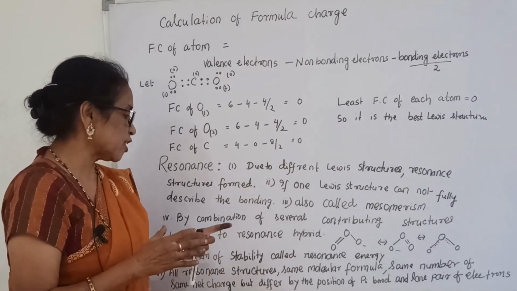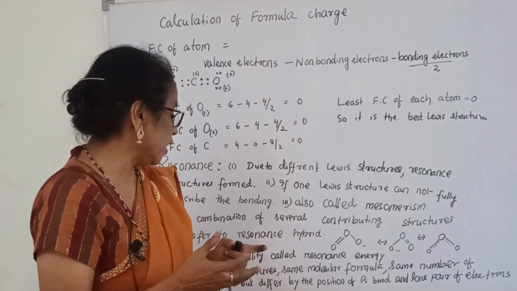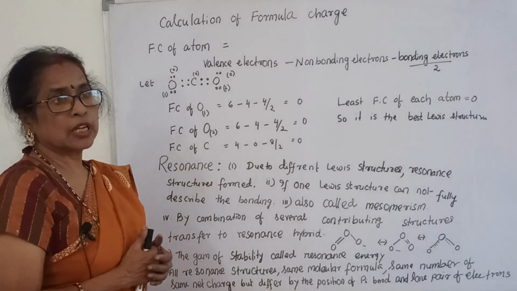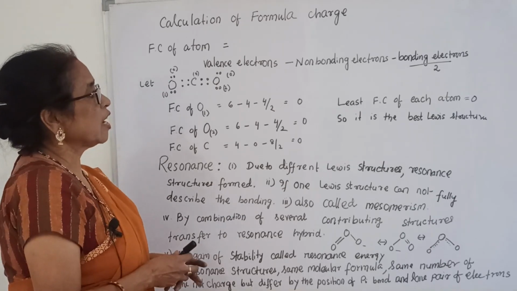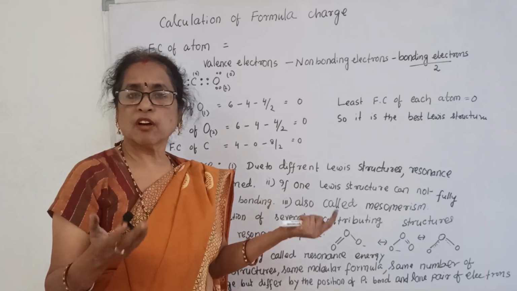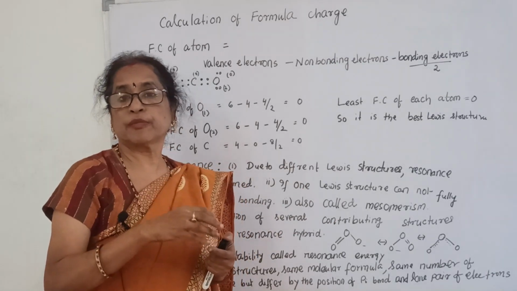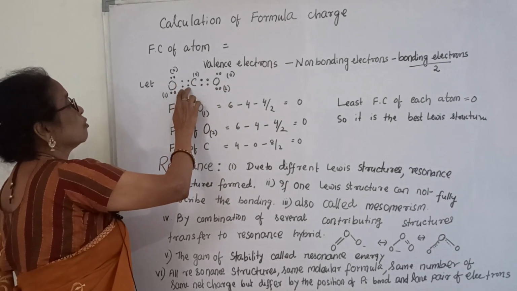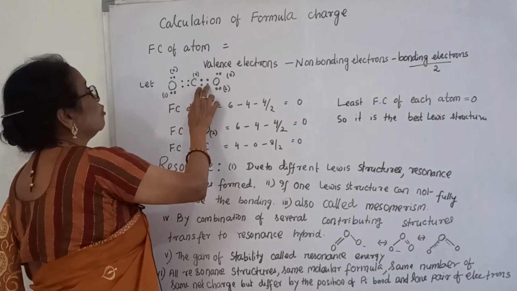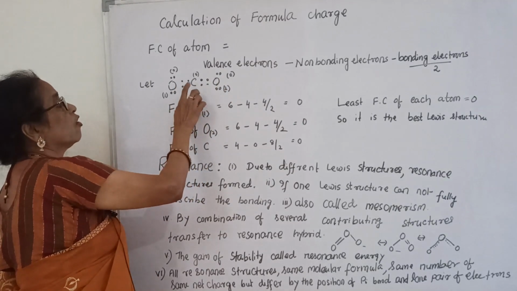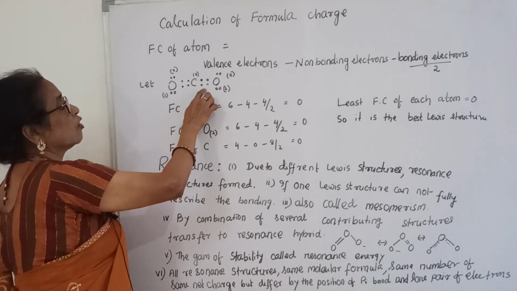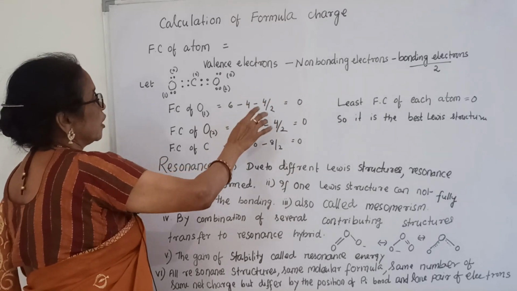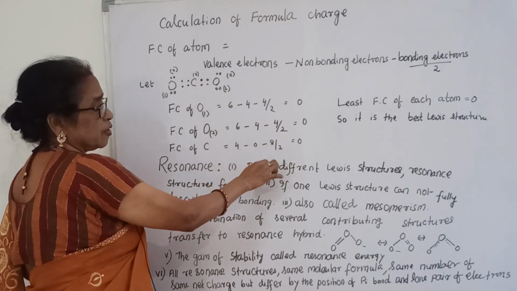So all resonance structures have the same molecular formula and the same number of electrons; the only difference is the position of pi bonds and lone pairs of electrons. Again, see how to calculate the formal charge of an atom: valence electrons minus non-bonding electrons minus bonding electrons by 2. Non-bonding electrons means those not involved in bonding. Bonding electrons means those involved in forming bonds. In carbon dioxide, these 2 pairs are bonding electrons for this oxygen, and these 2 pairs are also bonding electrons for this oxygen. And these 2 pairs on the right side and left side, total 8 electrons, are bonding electrons for carbon. For different atoms, different bonding electrons are there. So for carbon, 8 bonding electrons divided by 2.